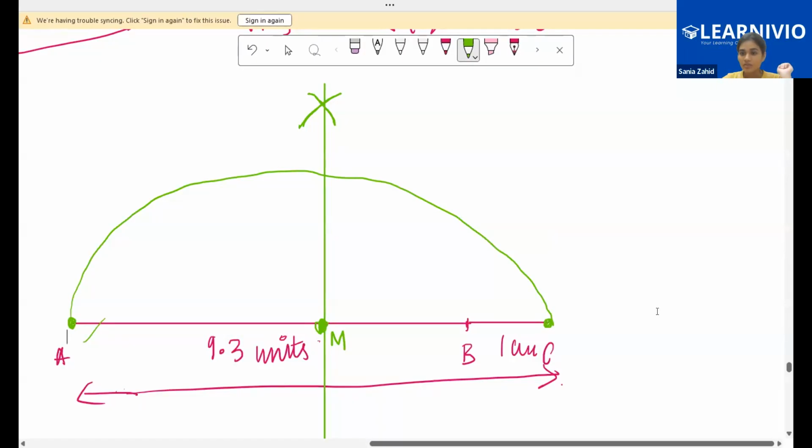Done, children? Abdullah, where are you looking at, child? Done? Everybody has this kind of figure now.